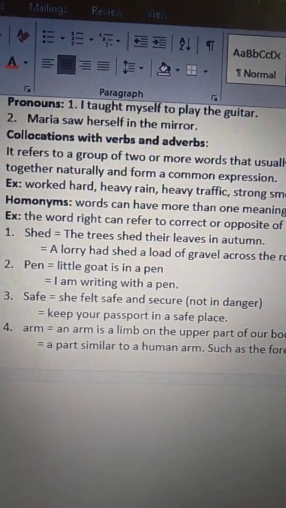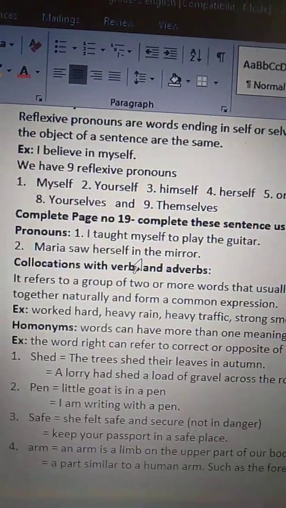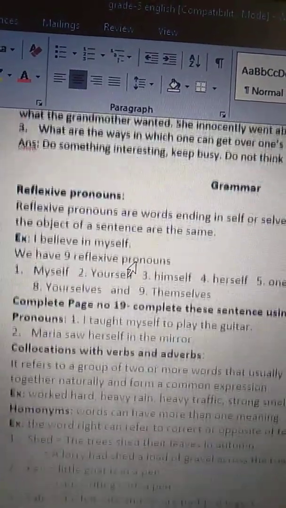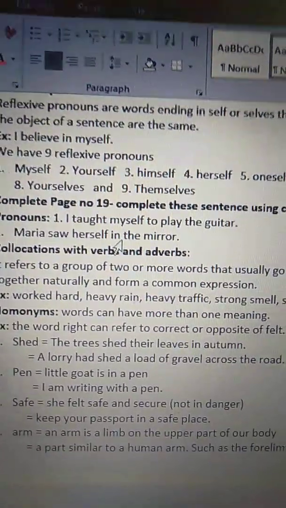Okay, children, once go through homonyms and reflexive pronouns and finish the given exercise for today.